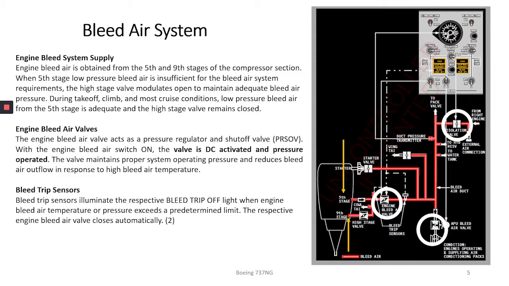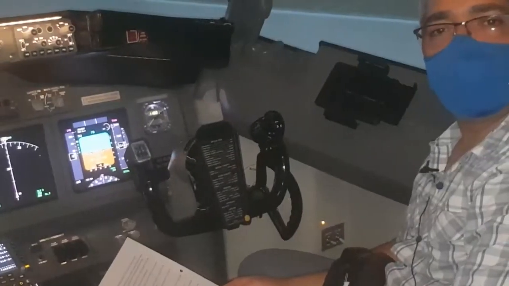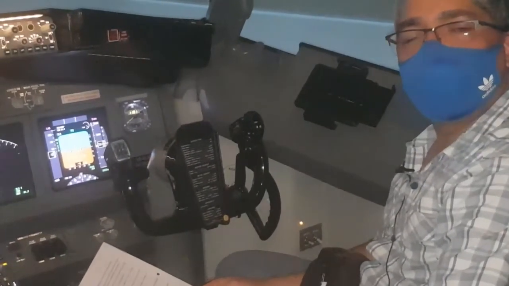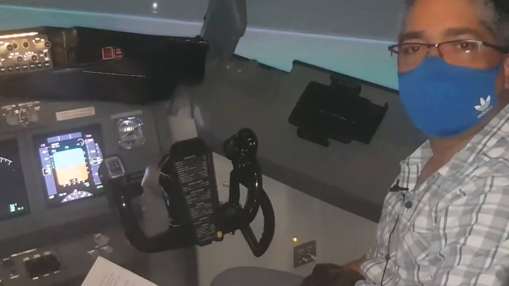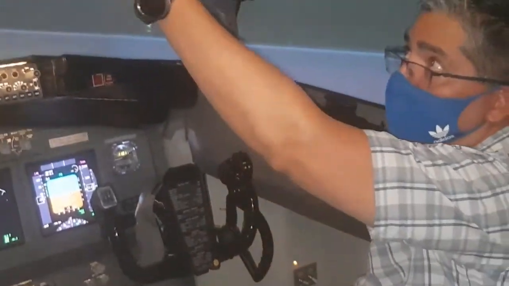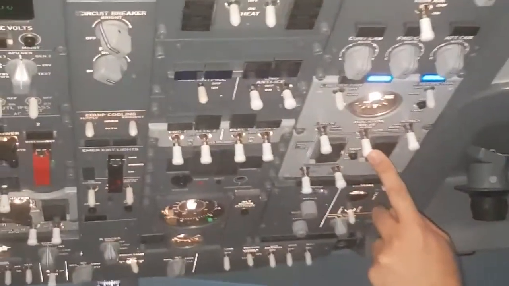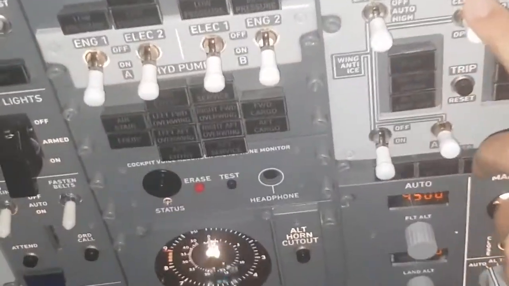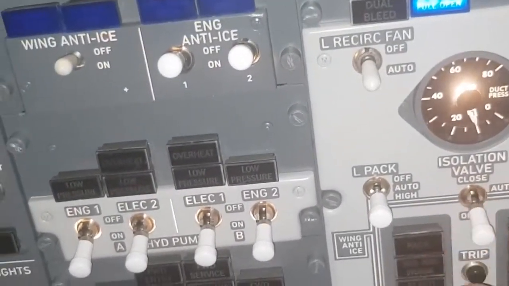Now, let's check this video and we will talk about the isolation valve, which we can see here in the panel right here, and we will explain about it in this video. Okay, let's talk about the isolation valve switch. The isolation valve switch has 3 positions, as we can see here. It has auto, close, and open.